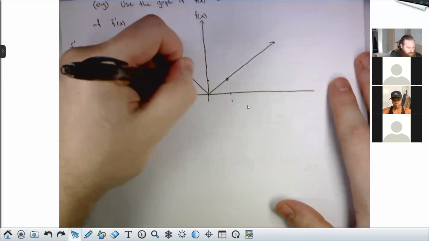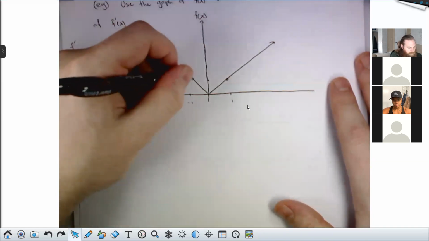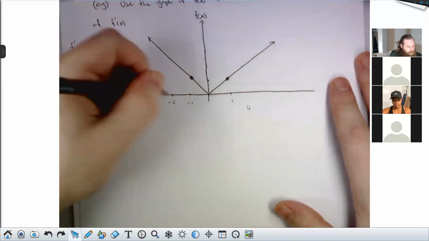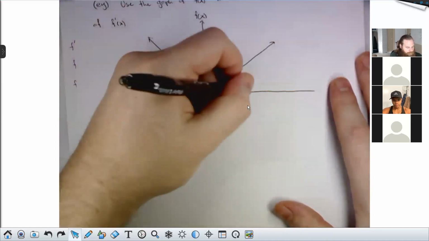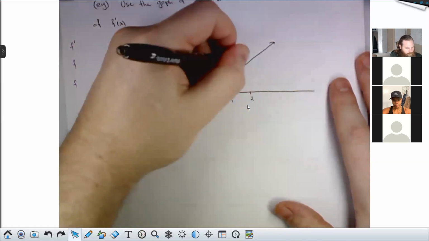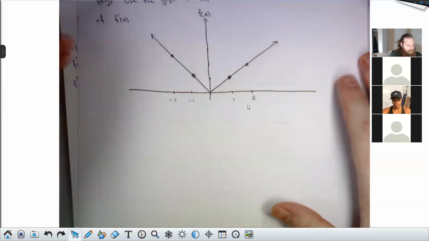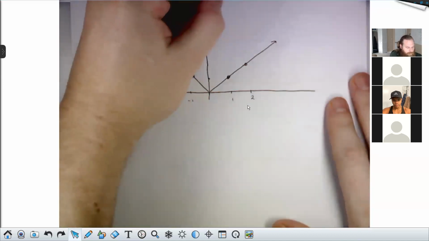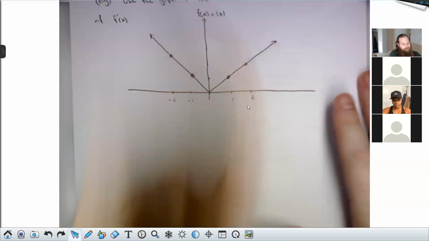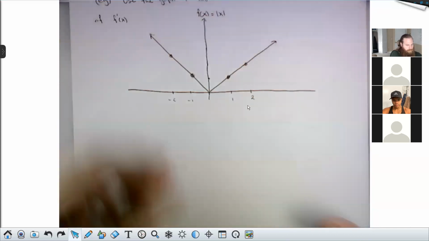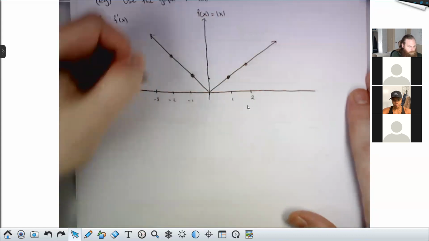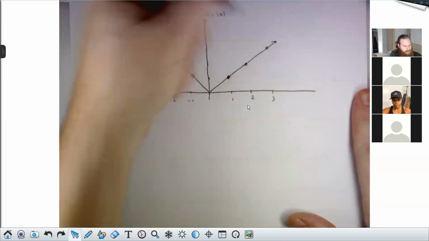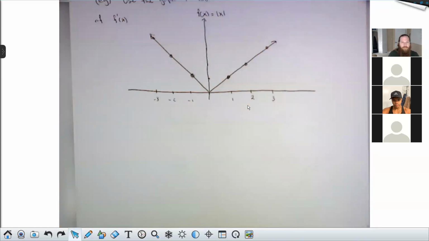So this is the point 1, comma 1. This is the point -1, comma 1. Over here is the point -2, comma 2. Over here is the point 2, comma 2. So the function here is the absolute value function. We can add one more over here at -3. We want -3, comma 3, and 3, comma 3. Again, my art isn't perfect, but it's the absolute value function.